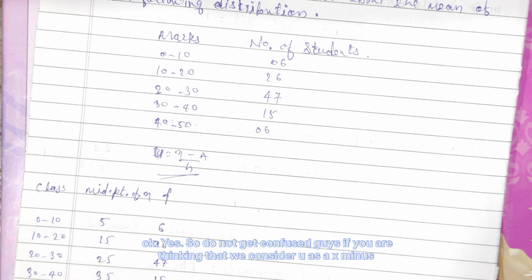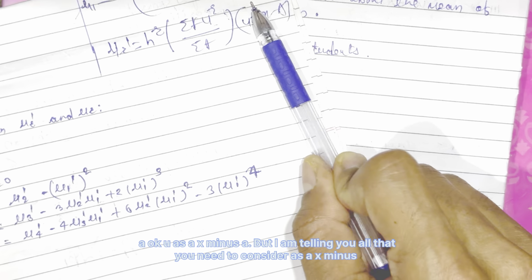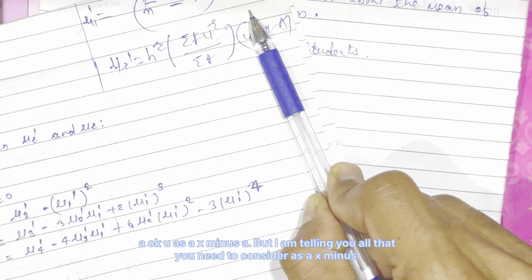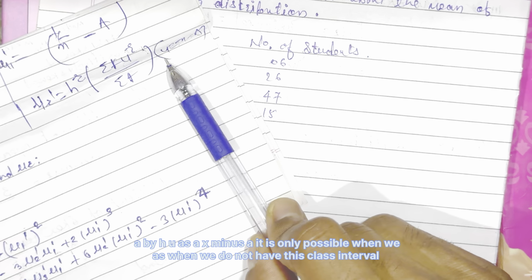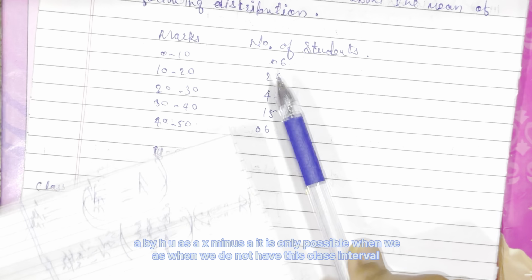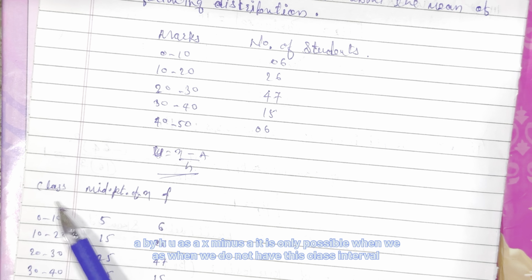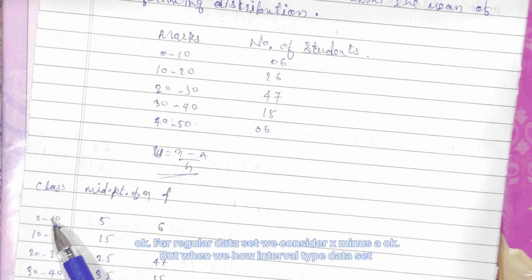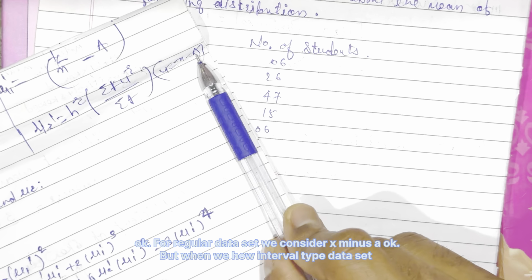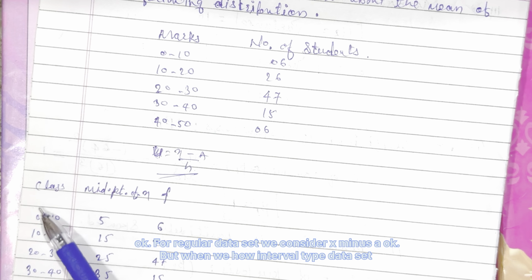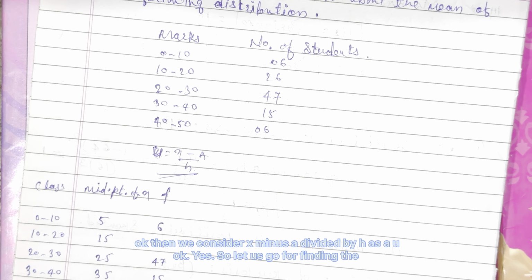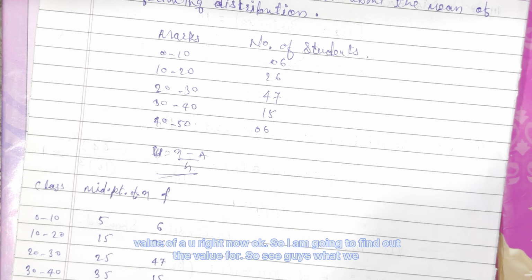So don't get confused, guys. If you were thinking that we consider u as x minus a, but I'm telling you all that you need to consider u as x minus a by h. U as x minus a is only possible when we don't have this class interval. For a regular data set we consider x minus a. But when we have an interval type data set, then we consider x minus a divided by h as u. So let's go for finding the value of u right now.